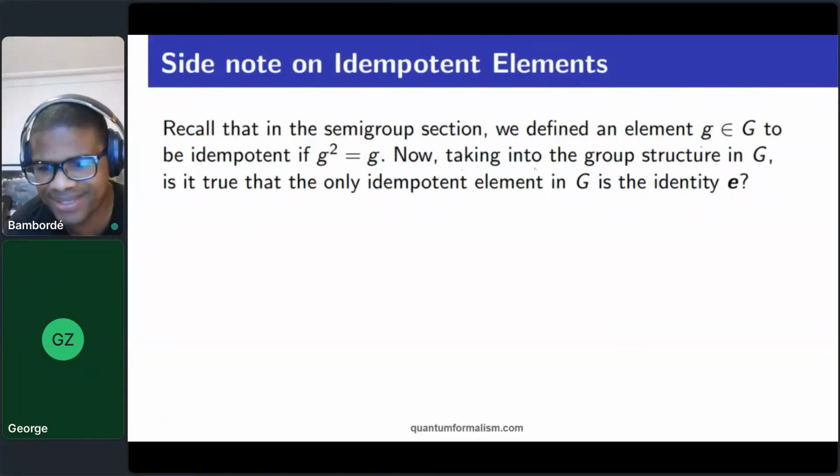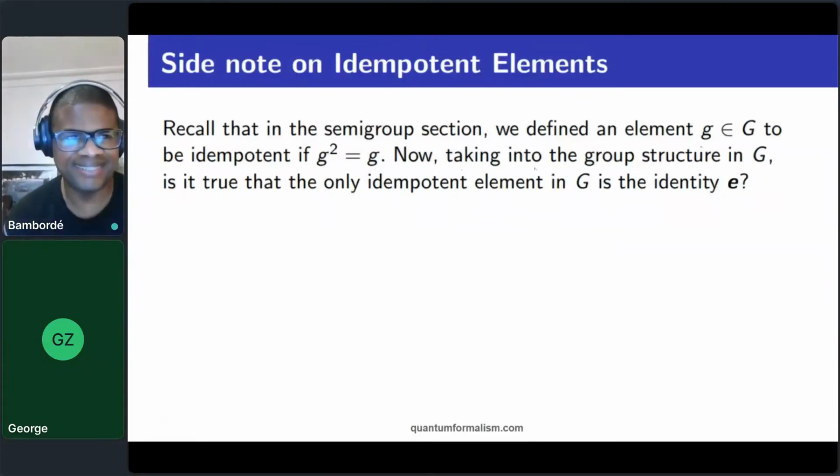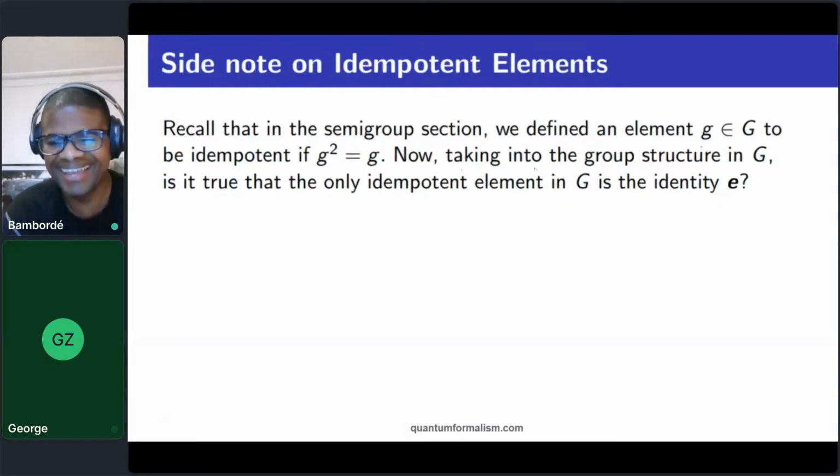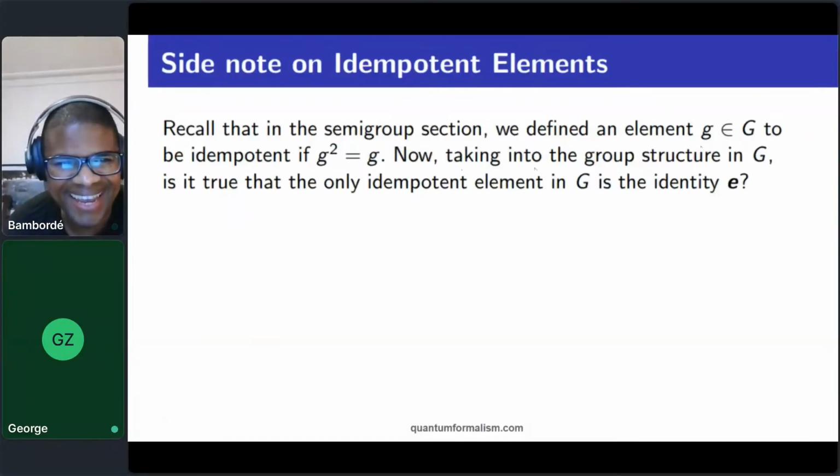Can anyone throw something in? Okay, so Dimitri says yes. Anyone else agree with Dimitri? Or anyone else needs thinking? I'm not so sure. I think you could have a non-identity idempotent even in a group. In a group, okay, that's interesting.